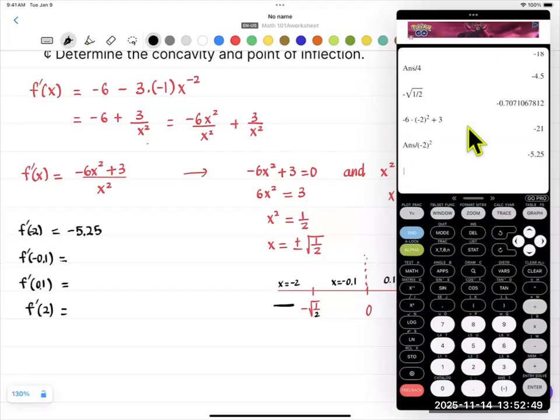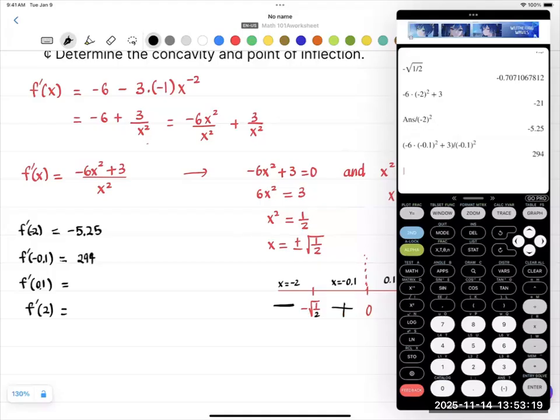So I'm going to go ahead and do negative 0.1 in there. So we have negative 6 times negative 0.1 squared plus 3, and we divide by negative 0.1 squared. There's a common user error: when you have a negative, make sure you put in parentheses when you square. Okay, and then you will get a positive 294. So this value is positive.